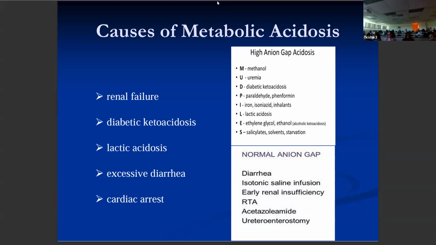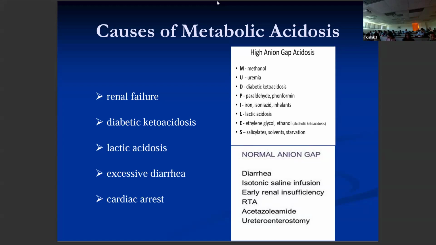Abnormal gaps, elevated gaps: think of the mnemonic MUDPILES. Did they tell you this? Who taught this to you? Who's physio? Sullivan? Oh, he's a good guy. That's it too. So think about MUDPILES. This gives you a differential of what this could possibly be.